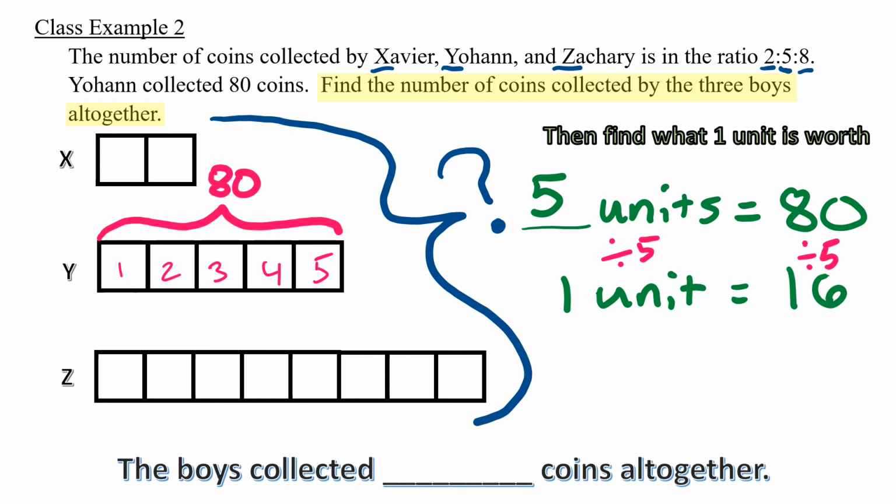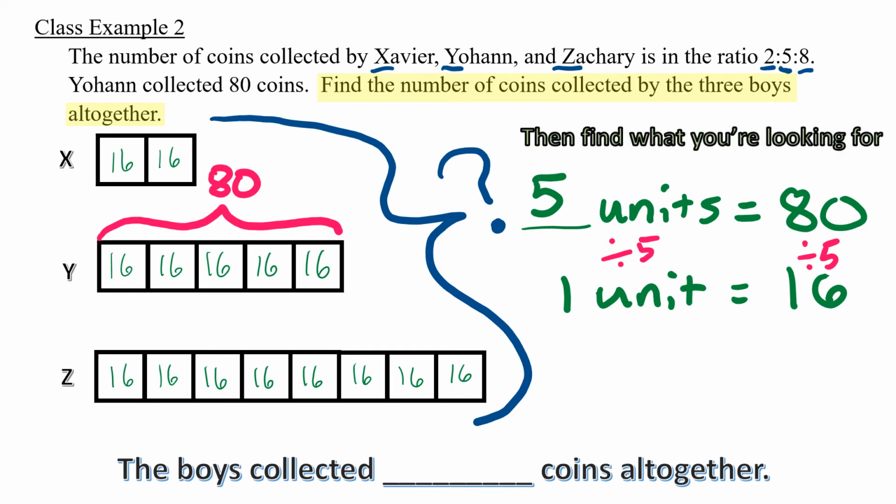So these are the ratio units you should be writing down. You should have 5 units equals 80, and then underneath that you want to have 1 unit is worth 16. So now I know that the boxes are all worth 16, not just in Johann's model, but in everyone's model, because it's a ratio and I'm dealing with equal parts, 2 parts to 5 parts to 8 parts, then all of those parts are worth the same amount. In this case, they're all worth 16. So now I can go and find what I'm actually looking for. Right? That's the final step.